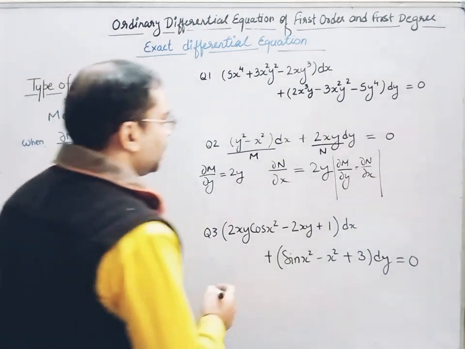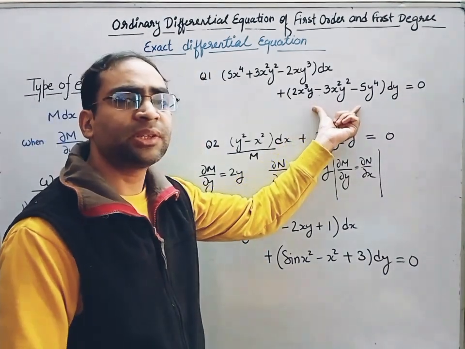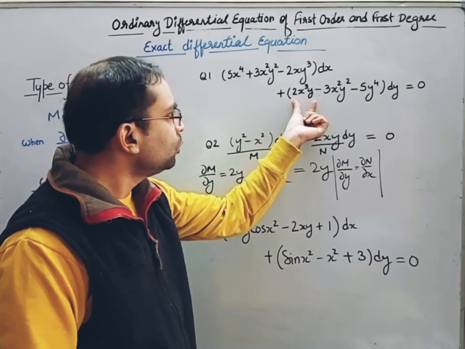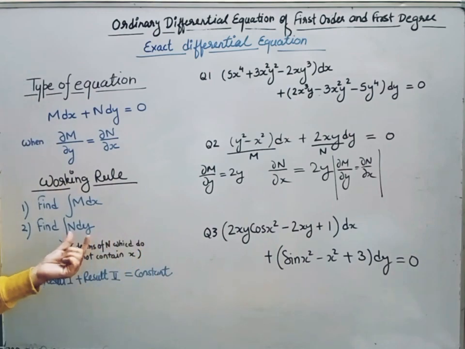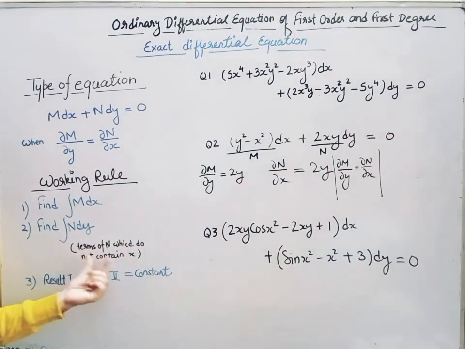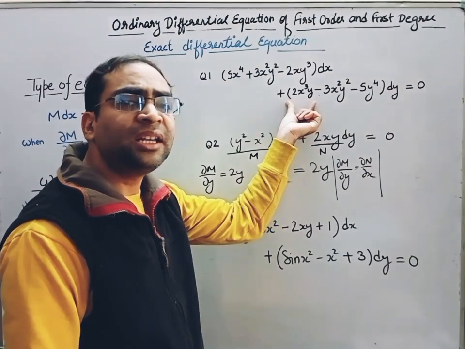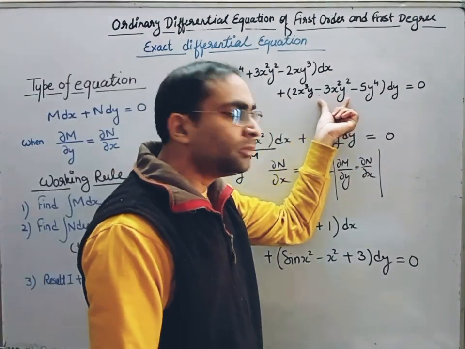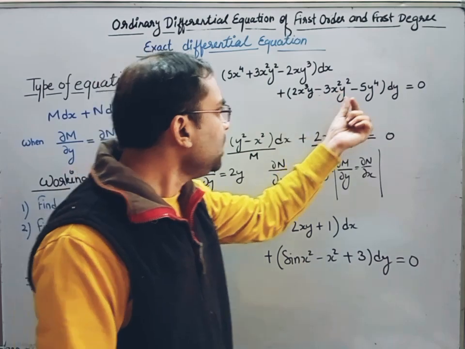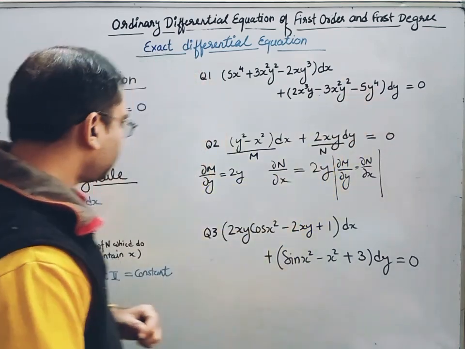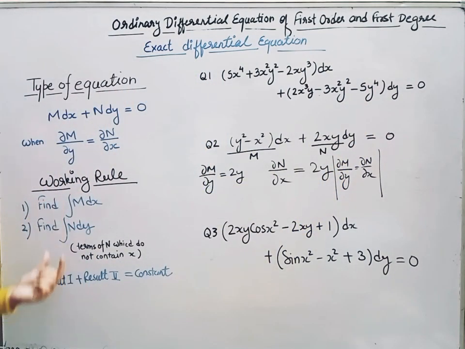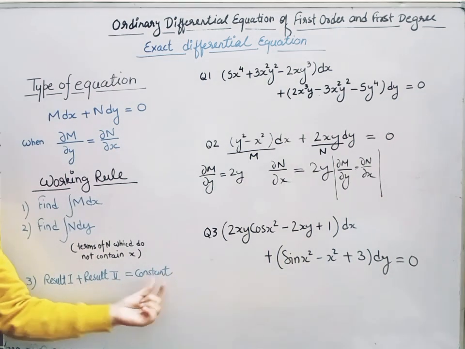For example, let's see this example, this is N. So here we can see this is 2x cube y minus 3x square y square minus 5y to the power 4. So for integration, we will take only those terms which do not contain x. Here you can see it is containing x, we will not take this term. This term also contains x, we will not take this term. So we will only integrate minus 5y to the power 4. So this is the step number 2, and then once we have got these two solutions, we can simply write the solution, that is result of 1 plus result of 2 is equal to a constant.